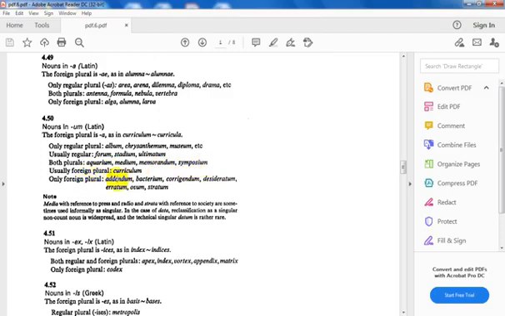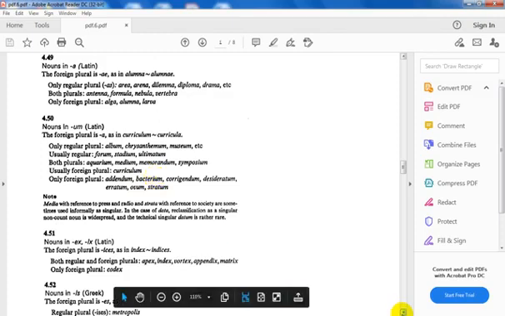Usually foreign: curriculum, say what? Curricula. Only foreign: addendum, bacterium. So addendum is what? Addenda. Changing or removing UM, it becomes A, addenda. Bacterium, bacteria. See? Erratum, errata. Datum, data. Stratum, strata.